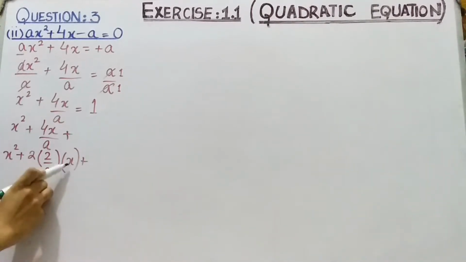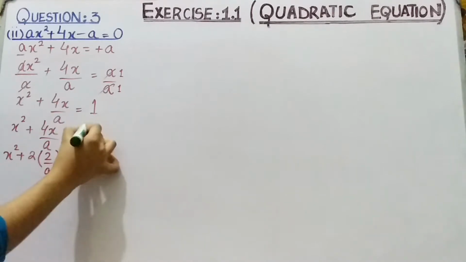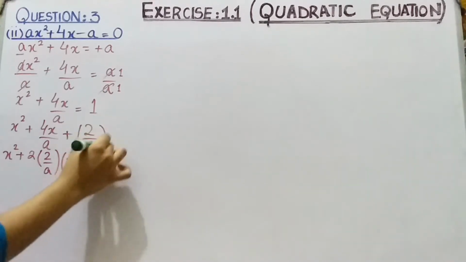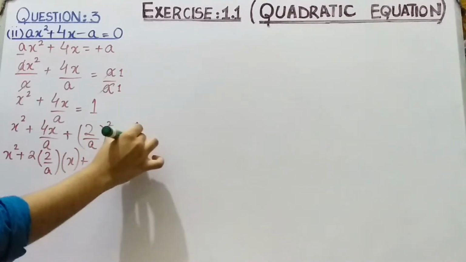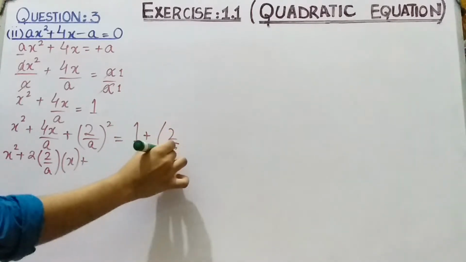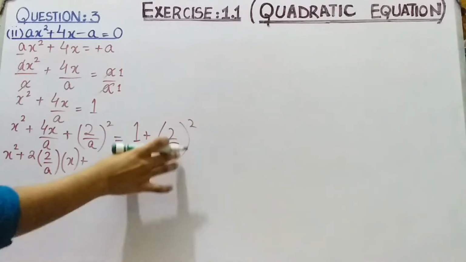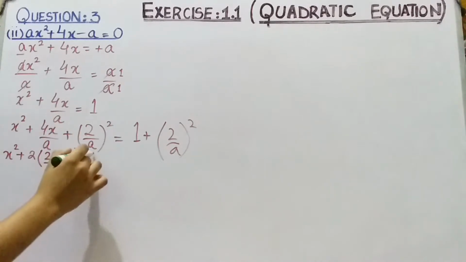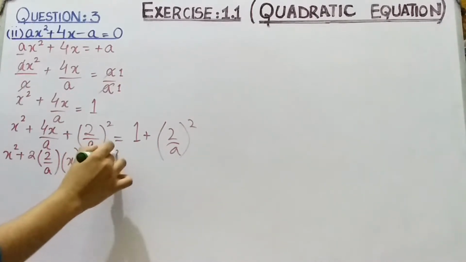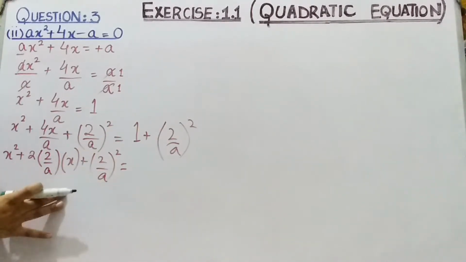So you know x, this one, and 2a plus a. So I'm going to add square here and plus square here. So this will be the b. Now 2 by a square. Now this was the whole.